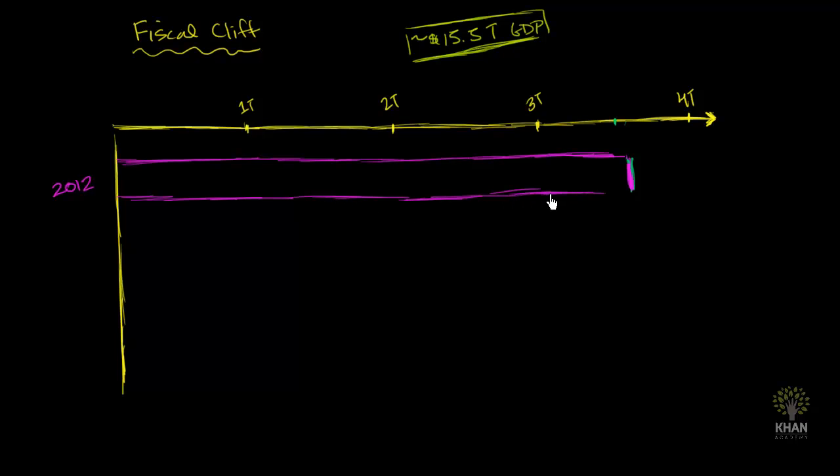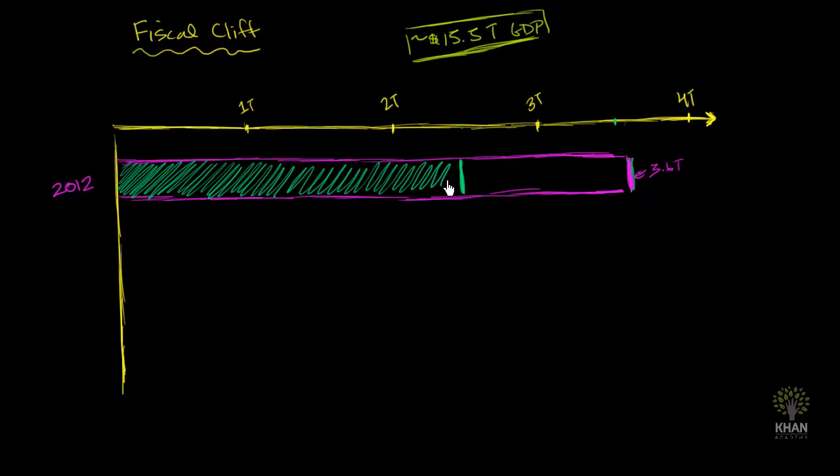Now you are probably aware that we don't have all of the revenue. We didn't bring in 3.6 trillion in taxes. So this right over here is 3.6 trillion. Our revenue that we get through tax revenue and other things is somewhat less. It, in 2012, was on the order of 2.5 trillion. So I'll draw that right over here. So 2.5 trillion. I'll do it in this green color. So this is how much revenue was brought in. So let me write this down. This is 2.5 trillion.